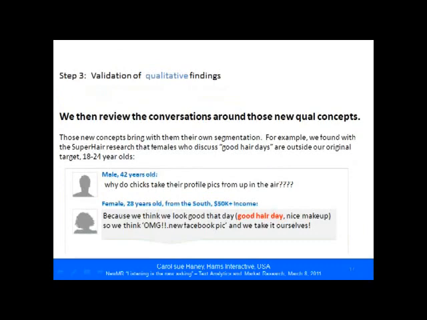After we did the qualitative exercise, we went back and did a validation of those findings. During the qualitative exercise, we picked up new ideas, great hair days, good hair days. Then we went back into our social media research and looked at conversations of how those terms were being used, looked at the sentiment and the frequencies, and we see that good hair day really is a way that people express themselves when they want to talk about a good shampoo.